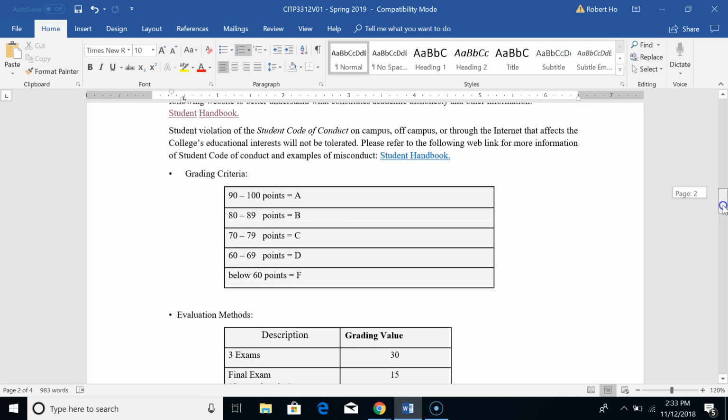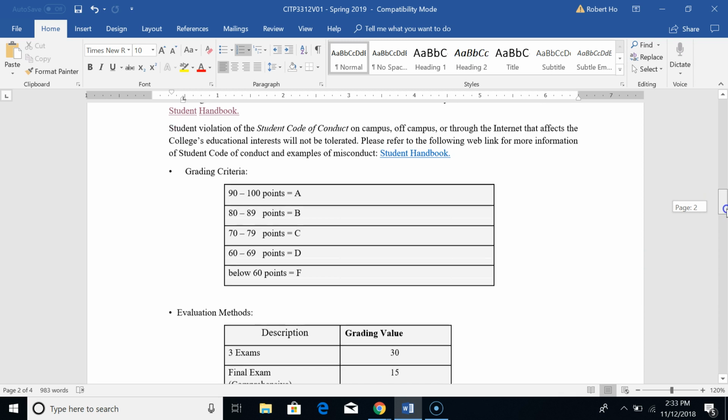Okay, the grading criteria here. Make sure you read that. This is pretty much standard across the college. 90 and above is an A, 80 and above is a B, 70 to 79 is a C, 60 to 69 is a D, below 60 is an F.